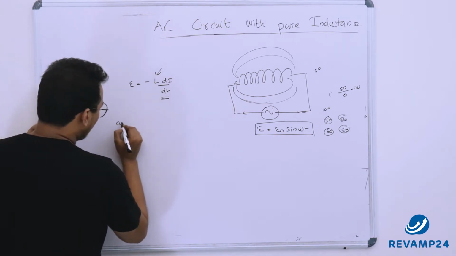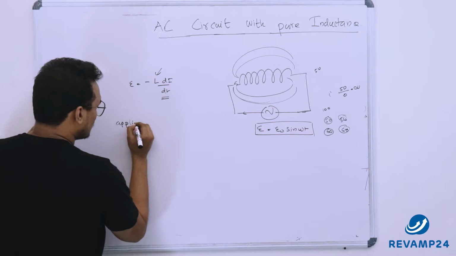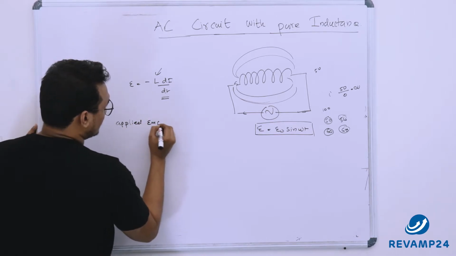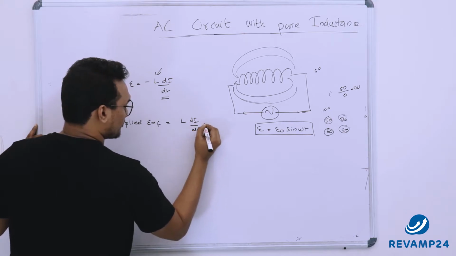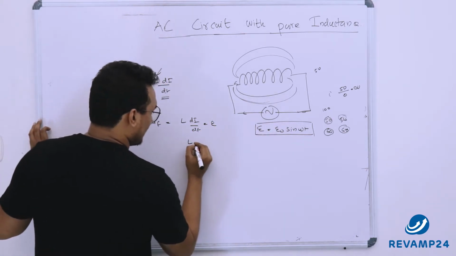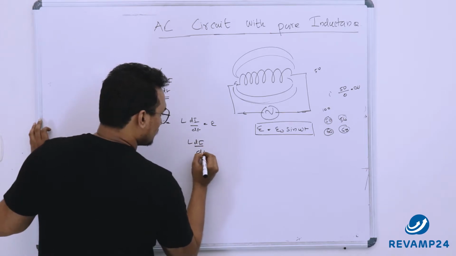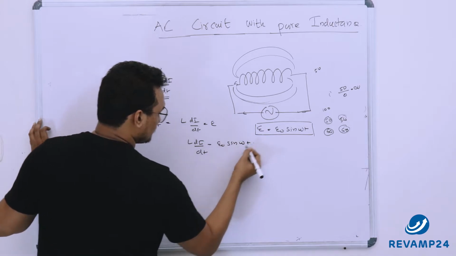So this is the back EMF, and the applied EMF would be just the opposite of this. So the applied EMF is equal to L di by dt, and we know the applied EMF, right? So L di by dt is equal to the applied EMF, E0 sin omega t.